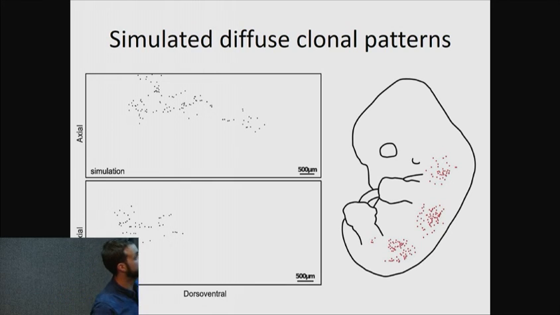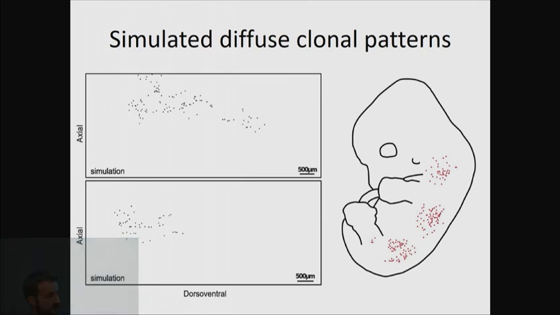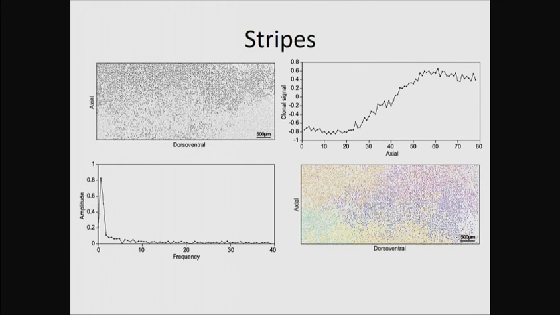And if you plot this back onto an actual embryo, then this is what these colonies look like. So it doesn't really look like we're getting stripe formation on this embryo. We're getting quite diffuse clonal patterns being plotted. So that's sort of qualitative and a bit hand-wavy. Interestingly, we can actually replicate the stripes.